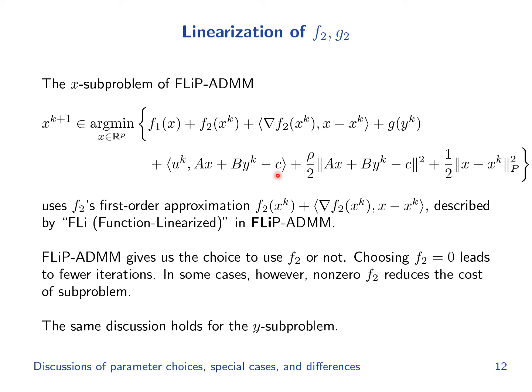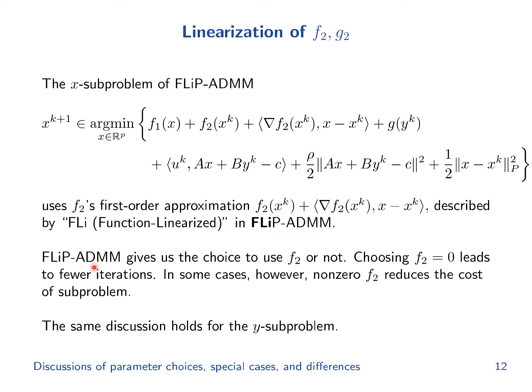Writing the subproblem this way, we can see that we have replaced f2 of x by its linearization, which is f2 evaluated at xk plus this inner product term. We call it linearization because this function is linear in x, and this one equals f2 at the point xk. So this is described by FLI, or function linearized, as in FLiP-ADMM.